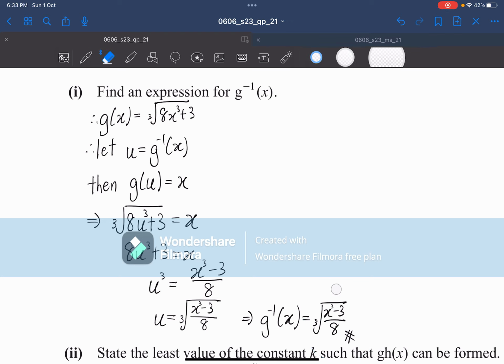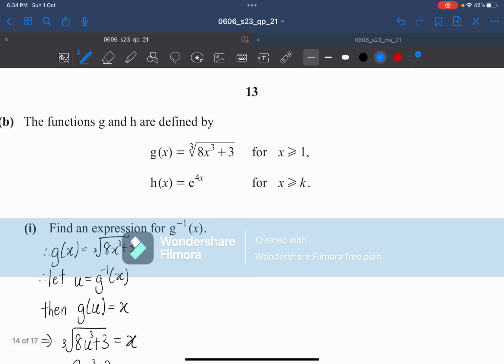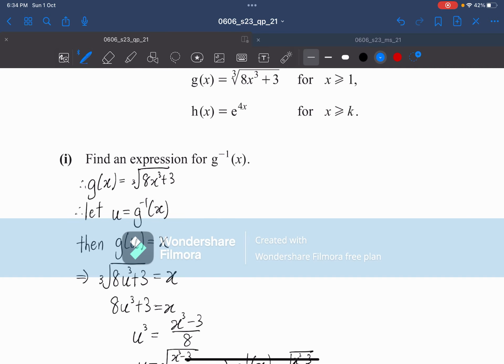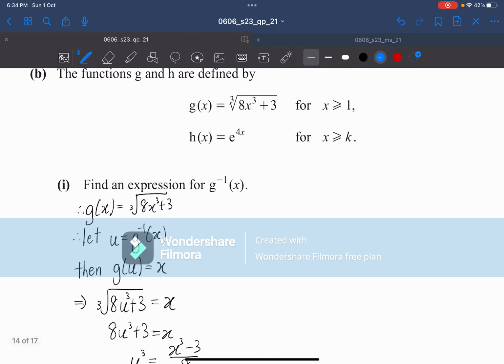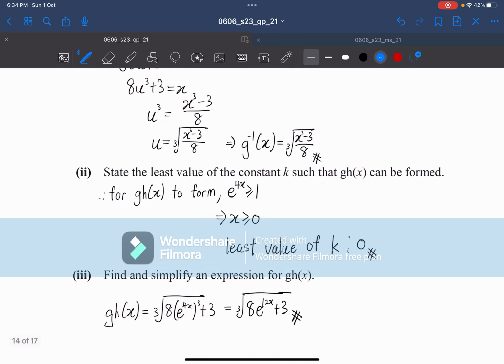This is the proper way to do it, the proper way to find an inverse, and the proper way to write it. If you're using the let y method, I hope you can change it and use my method instead, because this is the proper way to do it. Don't use the let y equals this and rearrange it and substitute y back into that value.